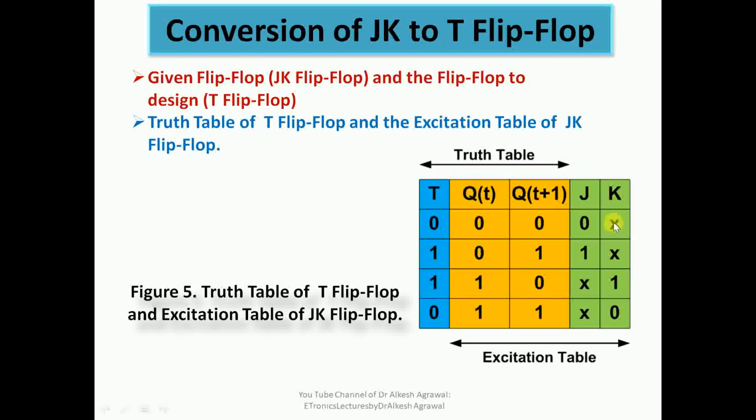Now we will generate 2 K-maps, one for J and one for K, in terms of T and QT. Here we have to plot 1, cross, cross. Out of 4 minterms, we have to plot 3 minterms for J, and again 3 minterms for K, that is 1 and cross, cross.